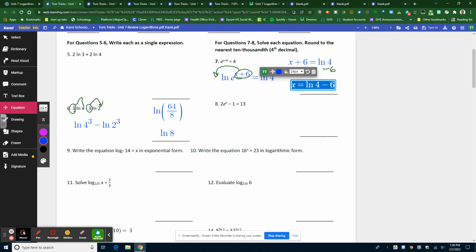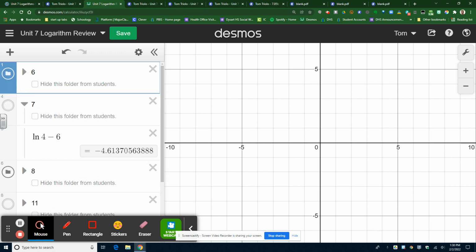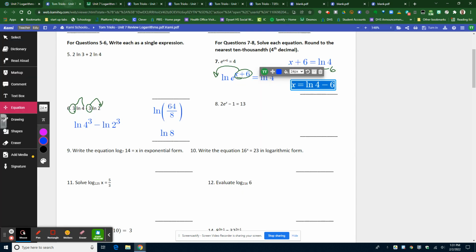So a little Control A, Control C, and dump that into Desmos. That is number 7. And look, I can have negative answers. I just can't take natural logs of negative numbers. So negative 4.6137. Grab it, copy, and paste. So the answer is approximately negative 4.6137. Questions?